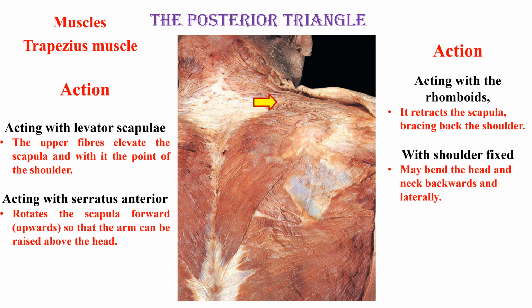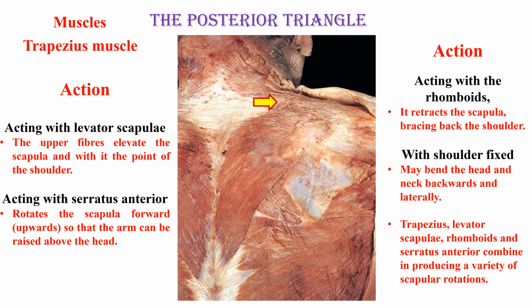With the shoulder fixed, it may bend the head and neck laterally, backward and laterally. But the group of muscles which are the trapezius, the levator scapulae, the serratus anterior, the rhomboids, as a combined movement, they produce a variety of scapular rotation at the shoulder girdle joints. That is the action of the trapezius muscle.